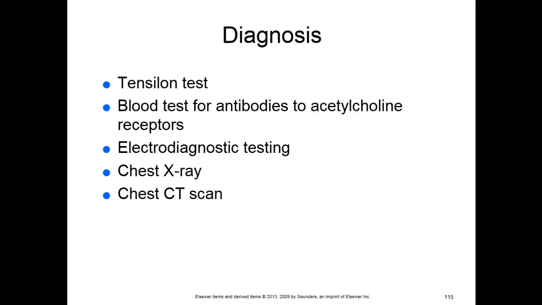The first dose is a test dose to determine whether the patient will have an adverse reaction to the medication. So atropine is kept on hand to reverse the effects of tensilon if necessary. A blood test for antibodies to acetylcholine receptors is ordered. Electrodiagnostic testing is performed to check muscle function, and a chest radiograph and chest CT will be ordered to check the thymus gland.